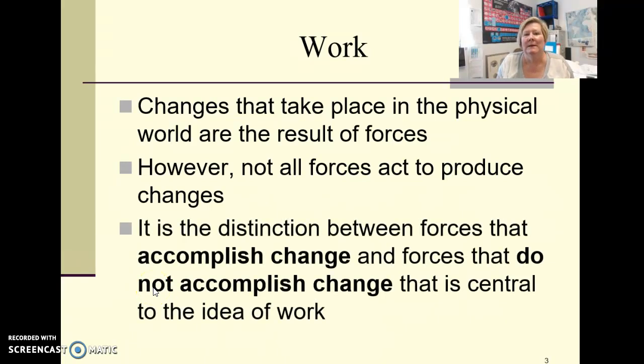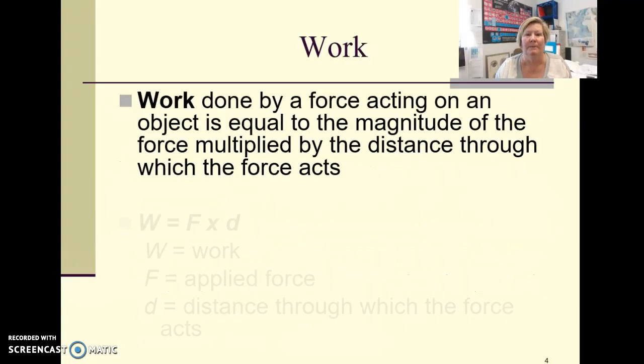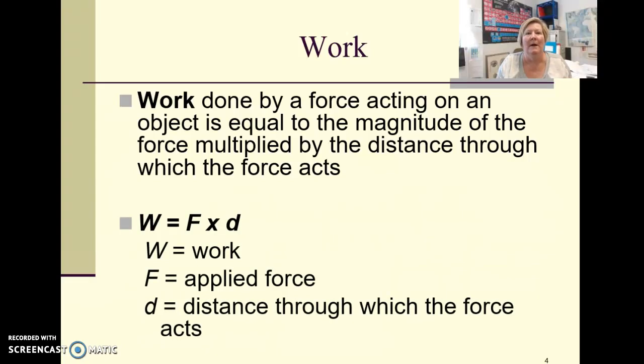Work is an idea that when a force is applied to something, a change will occur. That is the key concept for work. There has to be change. So if you apply a force to a table and the table isn't moving, you have done no work. We can calculate work by taking the force multiplied by the distance.